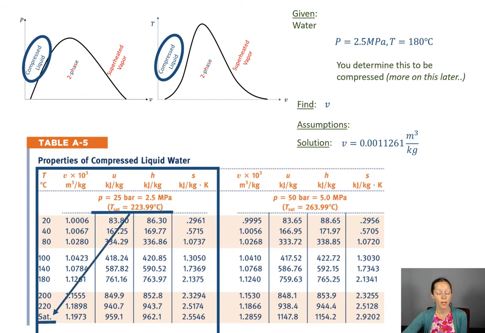Super simple. One last thing, you'll notice at the very top it says T sat equals 223.99 degrees Celsius, and then you'll see SAT at the very bottom of that temperature column. So this is the saturation temperature at 2.5 megapascals. And I would encourage you to go and look in your saturated tables that are organized by pressure for water and verify that that's the saturation temperature that you see. So the compressed tables give data in the compressed region all the way up to that saturated liquid line.